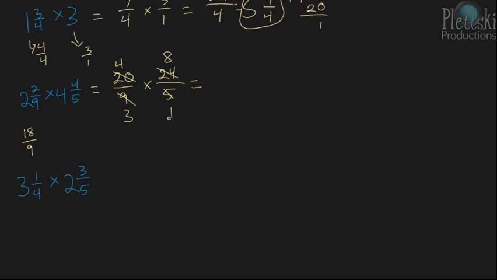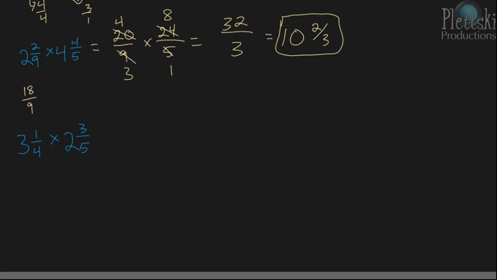So now we have some smaller numbers to work with, and we can do our multiplication from there. So 4 times 8 is 32, and 3 times 1 is 3. And that's our answer, except we can simplify that. We can write that as a mixed number. So 3 goes into 32 10 times, with a remainder of 2/3. So our answer is going to be 10 and 2/3.